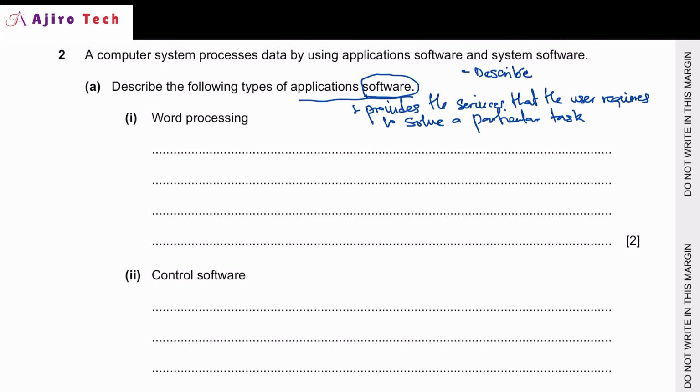Okay, so let me put it here. Used to manipulate a text document. For example, we have an essay or report. Of course, text is entered using a keyboard. So generally we use word processing for creating, editing, saving and manipulating text.